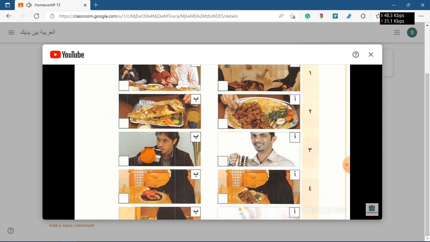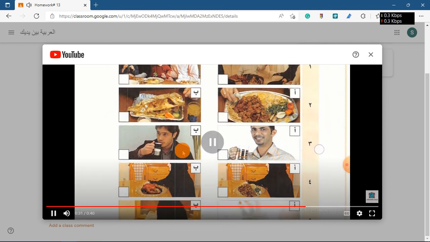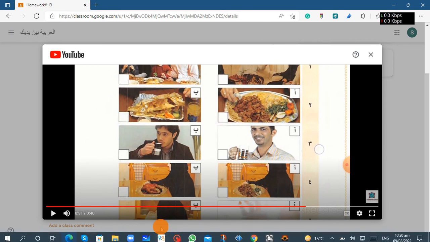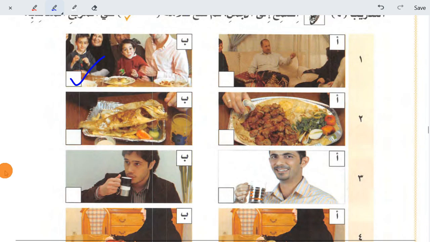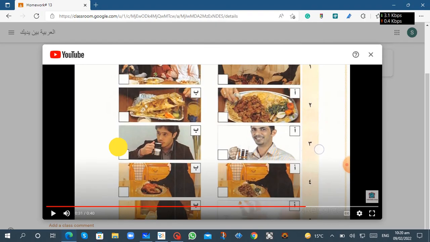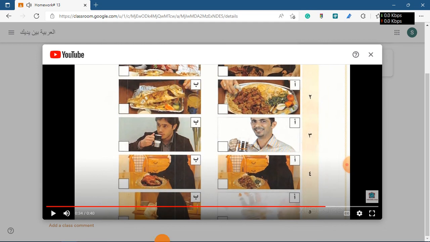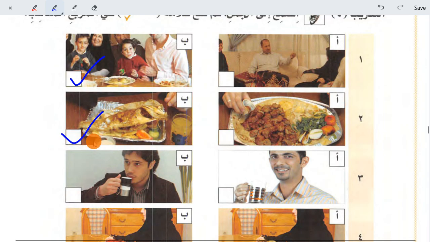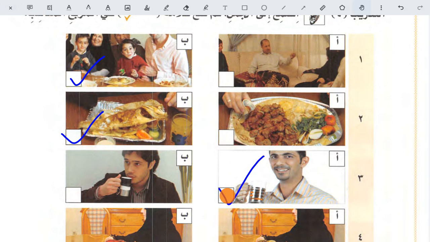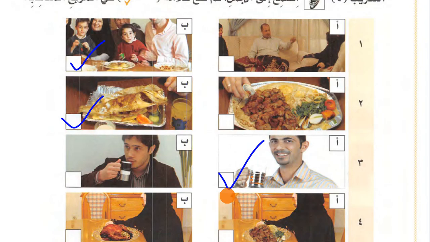عمر يأكل السمك. Omar is eating fish. In picture ba we see a fish, so I will put the check mark on ba. ويشرب الشاي. Now in both pictures we see a cup. I think this one is better for the tea, maybe. So you will put the check mark like this, and in this way you will do this question.